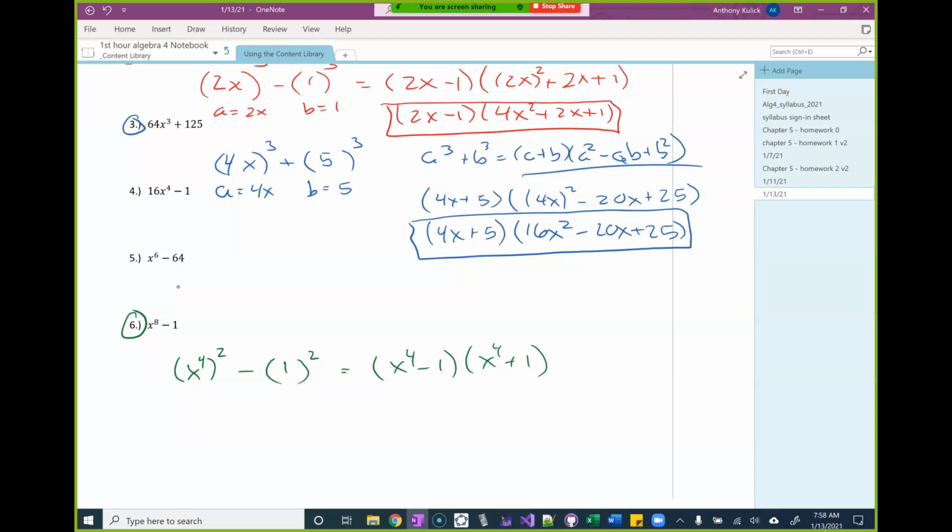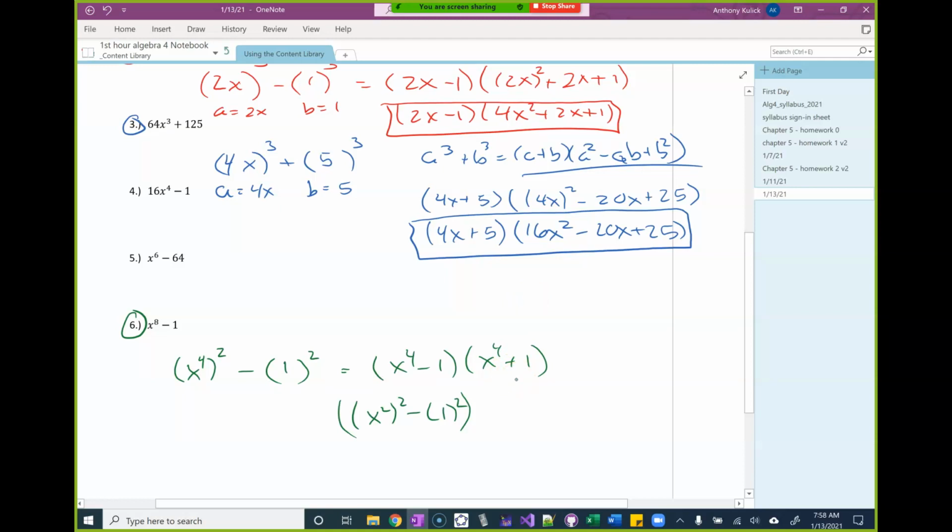Okay. So now I need to check each one of these factors through the two-term branch. So x to the 4th minus 1, is that a difference of two squares? Well, yes, just in the same way x to the 8th minus 1 was. I can rewrite that as x squared squared minus 1 squared. How about x to the 4th plus 1? Is that a difference of two squares? Yes.